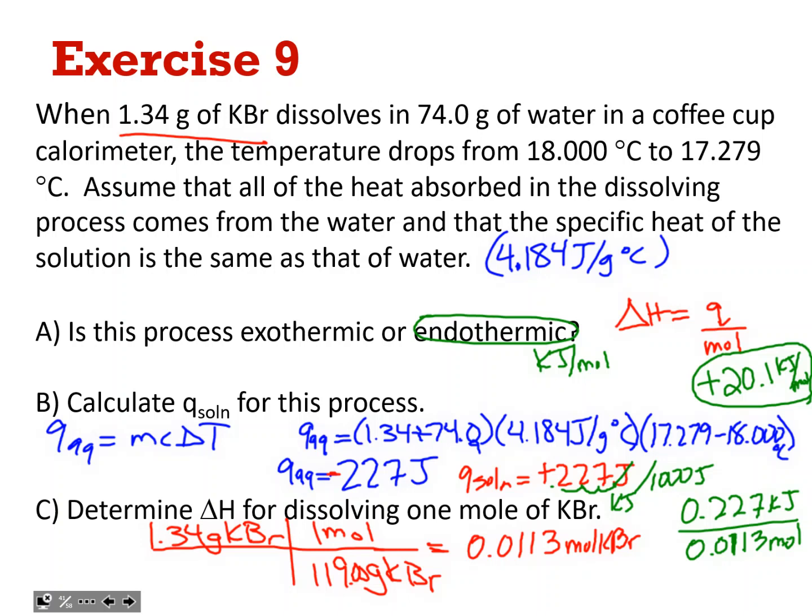Yes? Would we lose points if you just left the answer in joules per mole? Yes, typically they'll tell you, but you should report delta H in kilojoules per mole. Alright. Usually they'll tell you to report it in that. Okay?